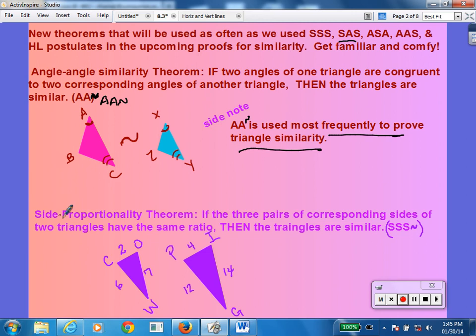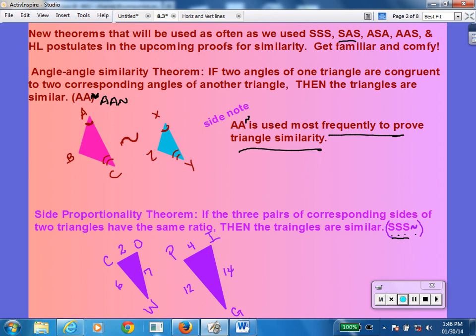The next one is the side proportionality theorem. I'm going to stop here. If I'm going too fast, stop me, write everything down, and then press play and get started again. Okay? All right. So side proportionality theorem. It says, if three pairs of corresponding sides of two triangles have the same ratio, then the triangles are similar. And it's side-side-side similarity. That will be what you write in your proof.